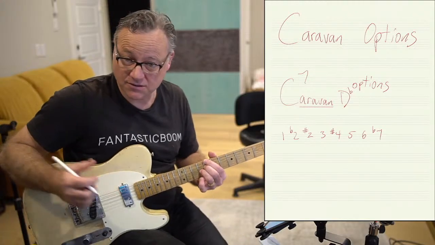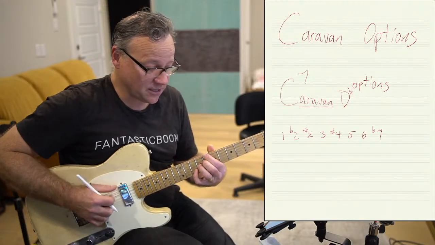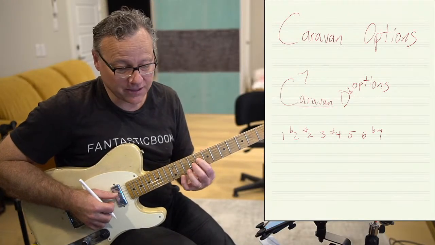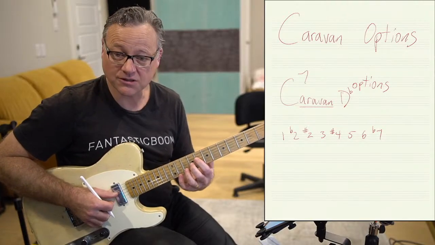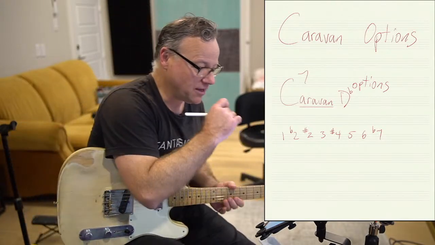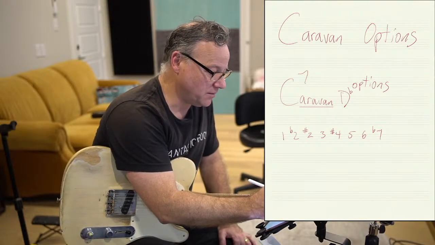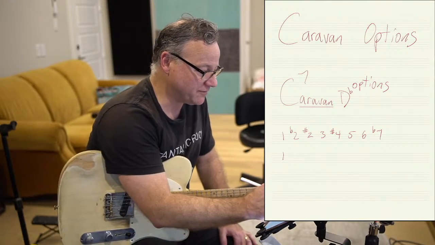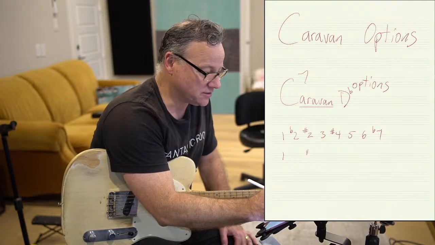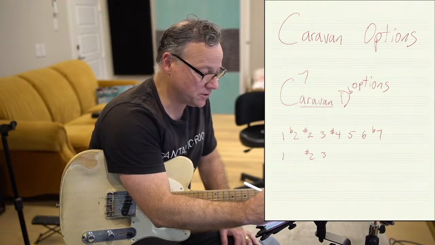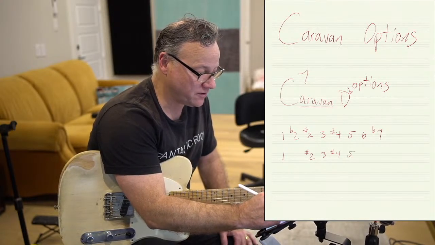So you can see it fits C7 nicely. You can play a 13, a 13 flat 9, a 13 sharp 9. Mike Stern loves this chord. Now, if you take away the flat 2, then it's a tonal scale: 1, sharp 2, 3, sharp 4, 5, 6, flat 7.